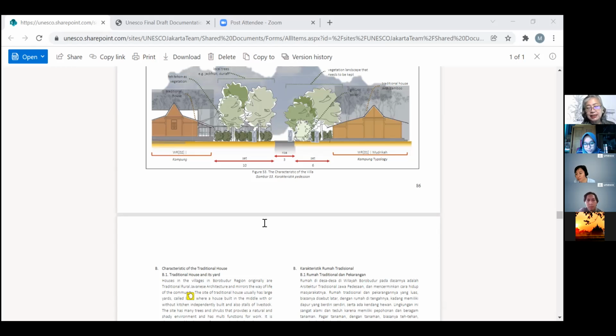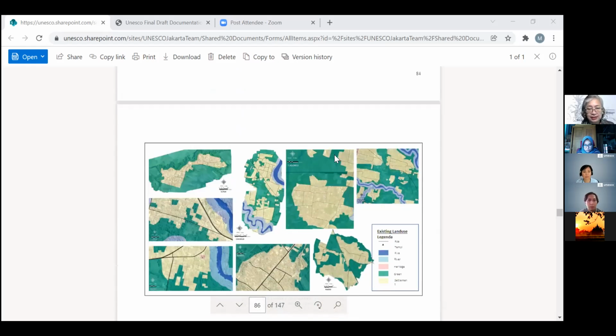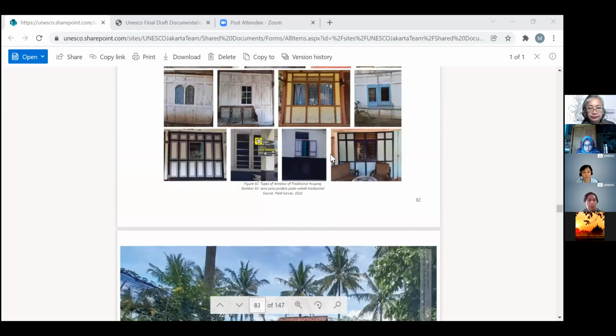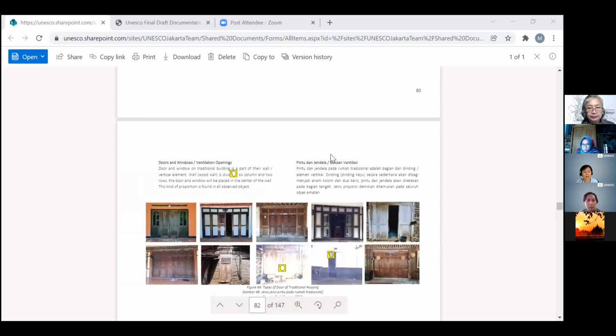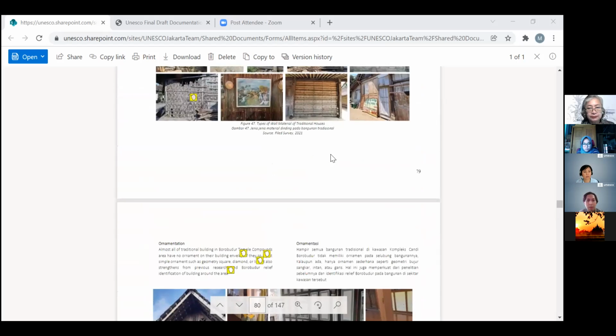The materials are mostly wood and bamboo. And once they have more money, they will change into brick. So this kind of evolution, yes. And many of those houses utilize the veranda of the house also for working. So this is the connection of this. Right. Section of the veranda.